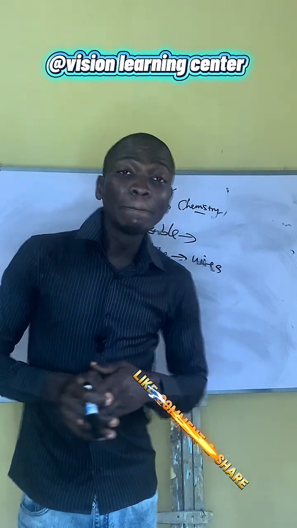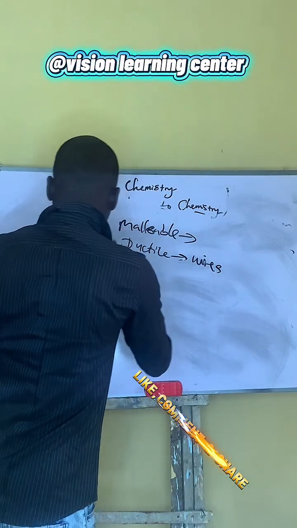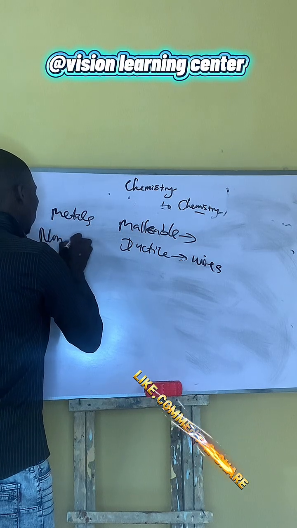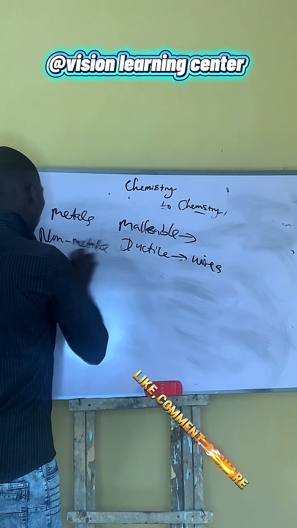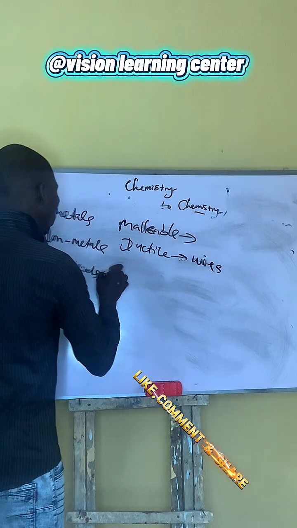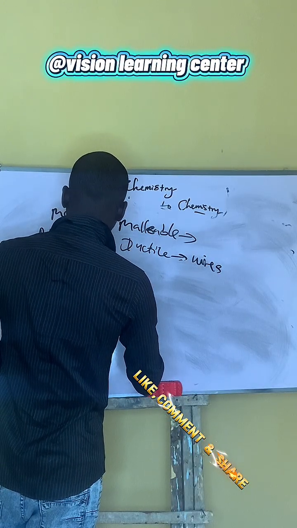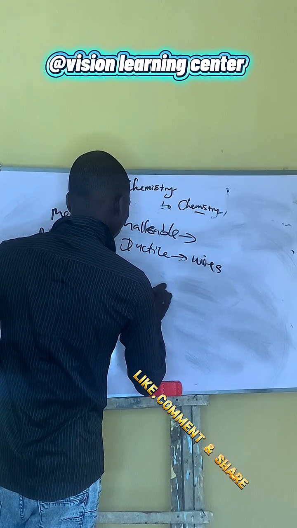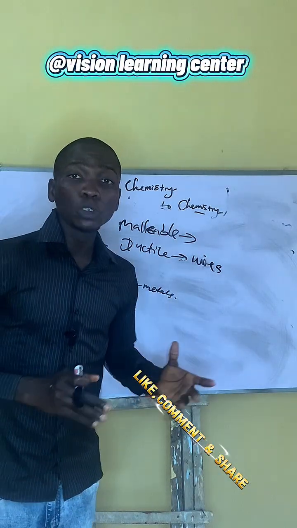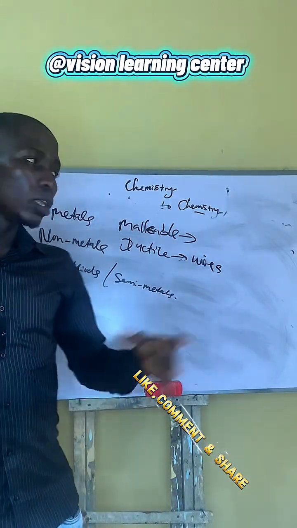Then let's look at semi-metals or metalloids. We have metals, non-metals, and metalloids or semi-metals. These have the properties of both metals and non-metals.